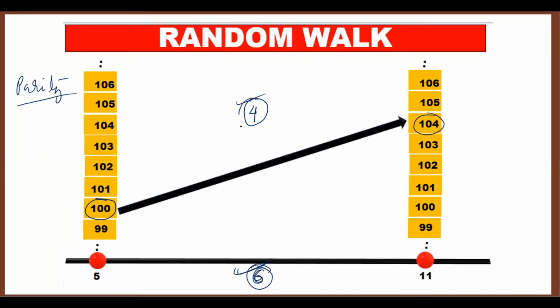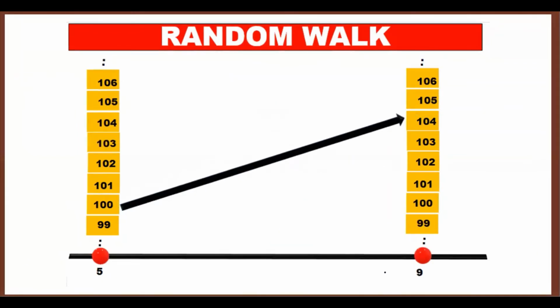Okay, 4 gains are possible. That means I have to win 5 times and lose 1 time. The net gain is 4. That is possible. 6 moves, 6 games you can say. If this is even, this is even. If this is odd, this should be odd.